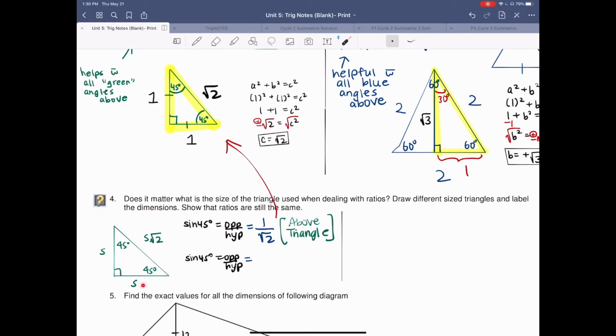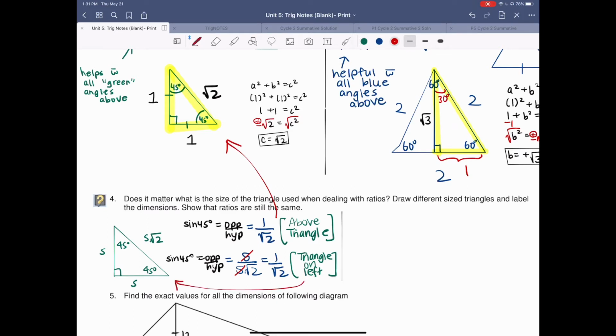When I look at the bottom triangle, again, if I'm looking at this 45 degrees, it doesn't really matter which one. If you're looking at the opposite, that's a 5, and the hypotenuse is 5 square root 2. So 5 divided by 5 square root 2. Notice that it reduces because the 5's cancel out, and you get 1 over square root 2 again. And this time, this was regarding the triangle on the left.